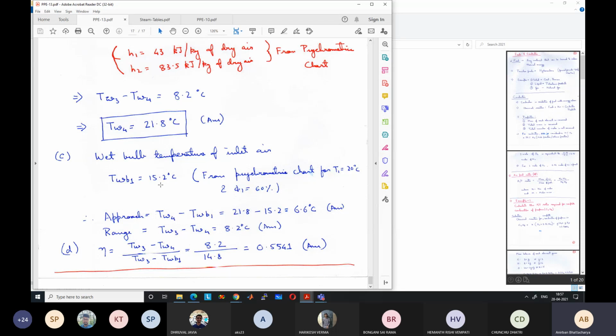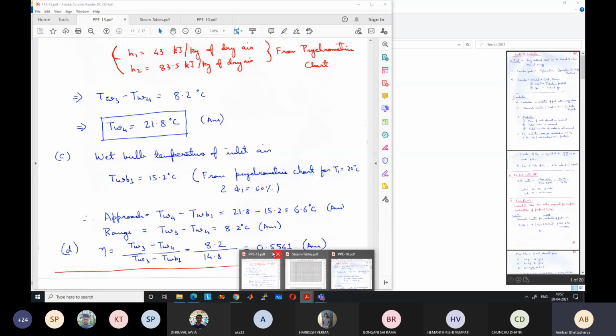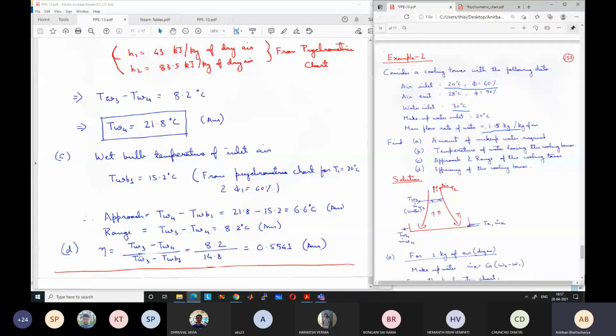So the theoretical minimum temperature that is possible is 15.2, but we are obtaining 21.8. Finally, we can calculate the efficiency. Efficiency is the range divided by the range plus approach, or the actual cooling by the theoretical cooling possible. Actual cooling is 8.2. Theoretical cooling possible was 30 minus 15.2, which is 14.8. So 8.2 by 14.8, so it is 55.41%. This is the final answer.